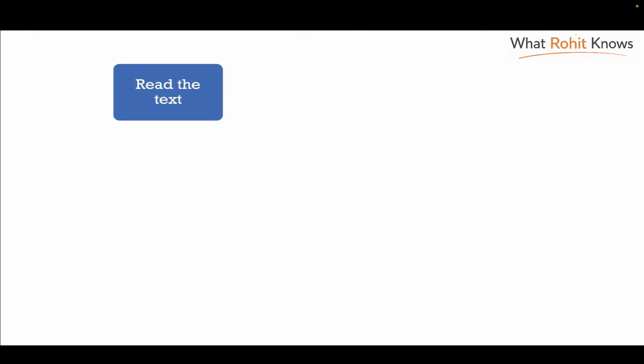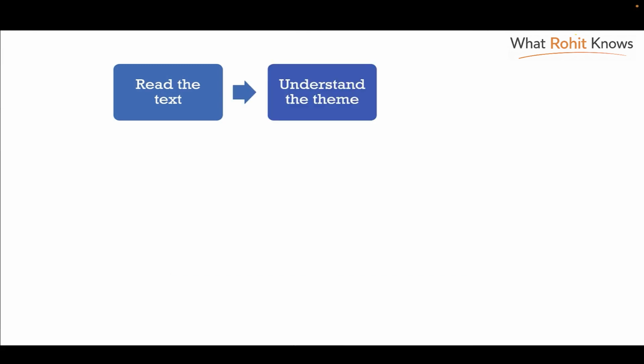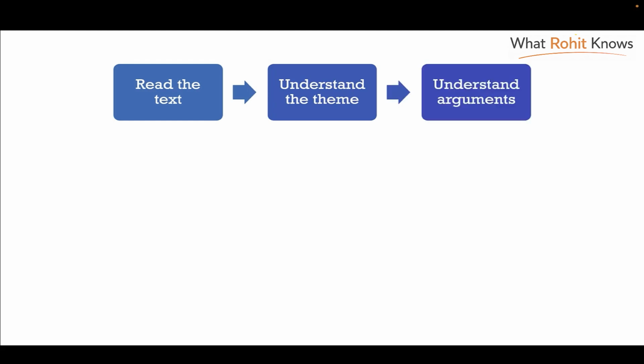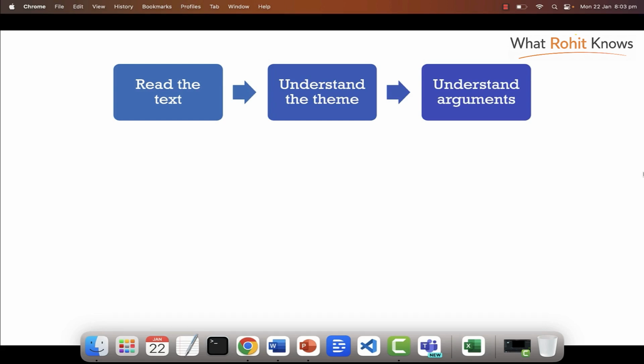The very first step, obviously, you have to start by reading the text. When you read the text, the first and foremost goal should be to understand the theme of the text. Once you understand the theme, the central idea of the text, that what the text is about, the next step is to understand the arguments. So now you can focus on that part of the text which deals with the arguments, right?